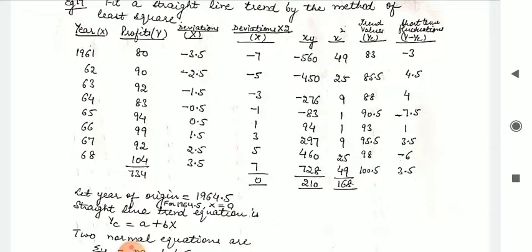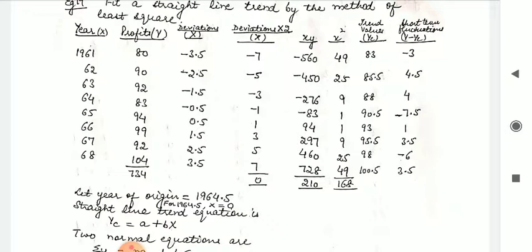Now we make the new x variable, we write it as deviations, and we calculate for different years. For example, for the year 1964, x will be equal to what? 1964 minus year of origin 1964.5. It comes out to be minus 0.5. Similarly, for 1963, what will be the x? x will be equal to 1963 minus 1964.5, so it is equal to minus 1.5.